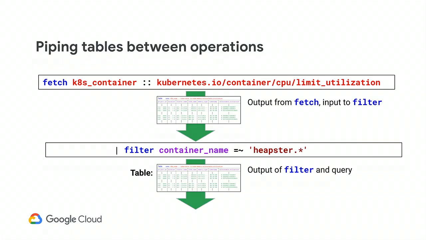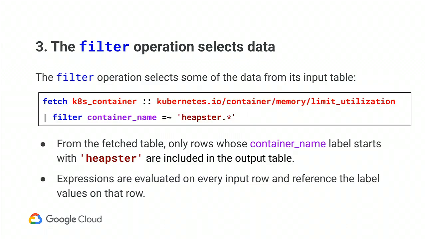So we can sort of see this in this diagram. There's the fetch operation. It's producing a table that's input to the filter operation, which transforms it in some way and produces another table as output. Well, what is the filter operation doing? Pretty straightforward. It's got one argument, which is a Boolean expression that's a predicate. And we'll evaluate that expression on every row in the input table. And those rows for which the expression is true, we'll keep, and those for which it's false, we'll drop.